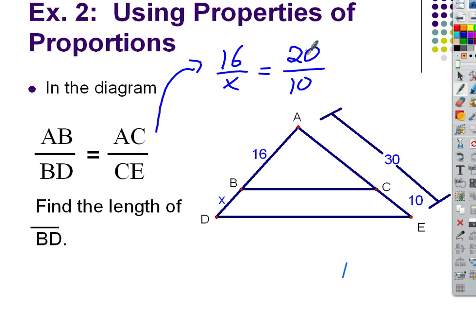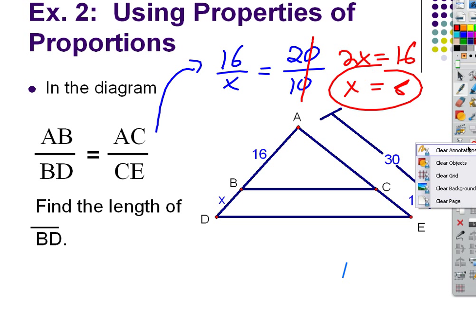Good. Okay, so if we're going to solve this for x, before we cross multiply, why not see if we can reduce either of those ratios? Well, 20 over 10 reduces. Now, there's a great trick for this. I can divide top and bottom by 10 by simply canceling a 0. So that's just 2 over 1. And now when I cross multiply, I get 2x equals 16. So what's x? 8. Very good.